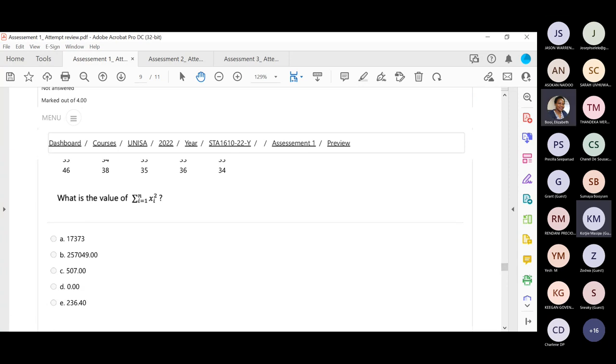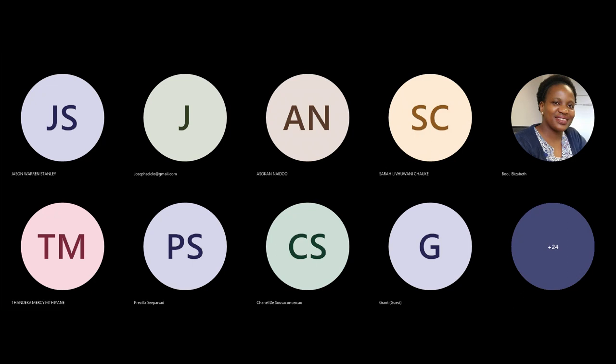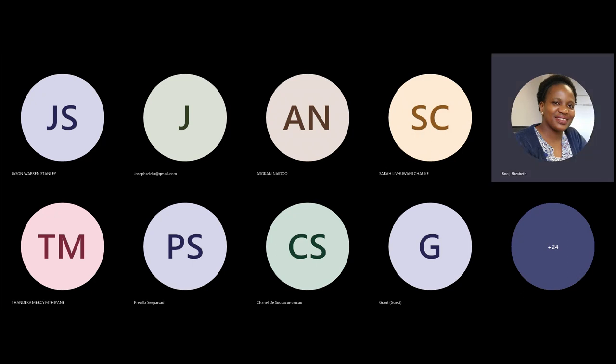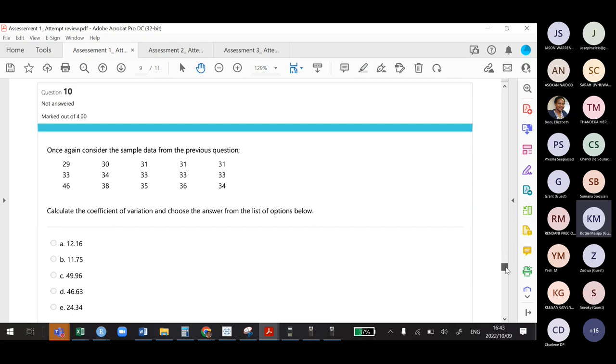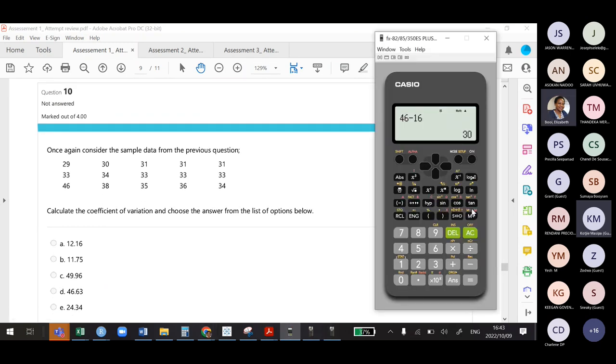Let me stop and start sharing again. I'll share my entire screen because I want to use the calculators. So we need to find the sum of our xi. The short way to use your calculator is to capture the data in your stat mode. If you have a Casio, go mode, step one, because it's only one var, and then capture the data set by saying 29 equal, 30 equal, 31 equal.